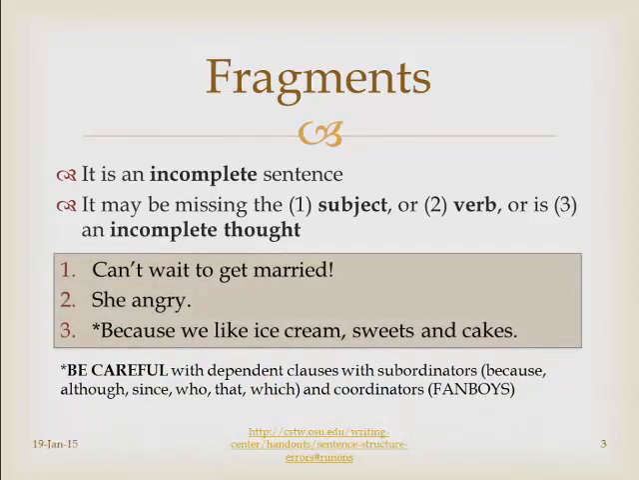The first one. Can't wait to get married. But who can't wait to get married? So the subject of the sentence is missing. Or she angry. This sentence is missing the verb be, which is supposedly is or was. So she is angry, she was angry, but not she angry. And third, because we like ice cream, sweets, and cakes. And it ends just like that. So therefore, it's an incomplete thought. We have a subject, we have the verb, but it's not complete on its own. It is a dependent clause.